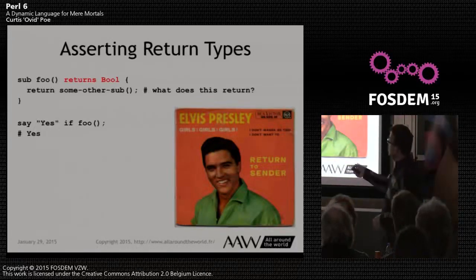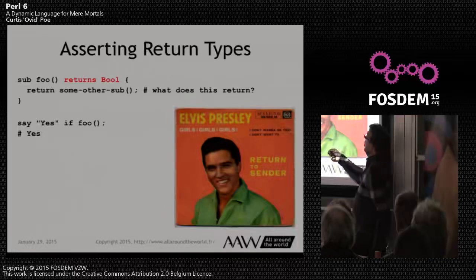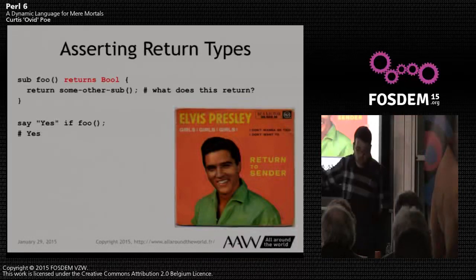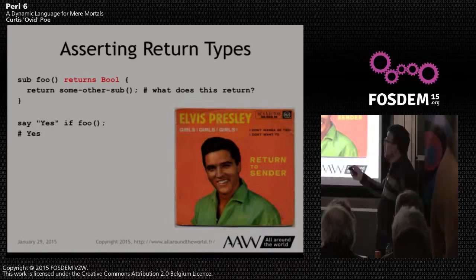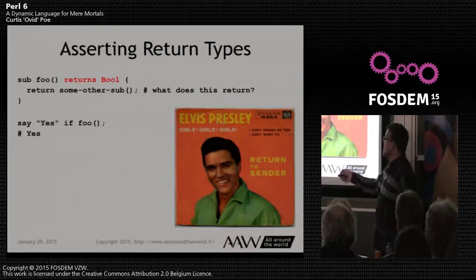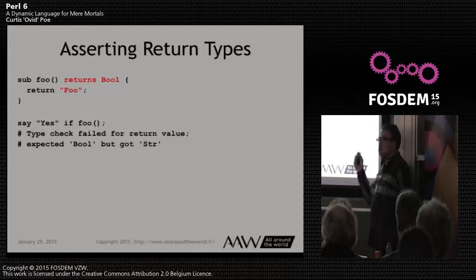So sub foo returns bool. What does some other sub return? In looking at this code, you cannot tell. It is not possible to tell just from this one line of code. But what you know, looking at this return type, is if this returns anything other than a bool, this is going to blow up. So here, say yes a foo, yes is the desired behavior.